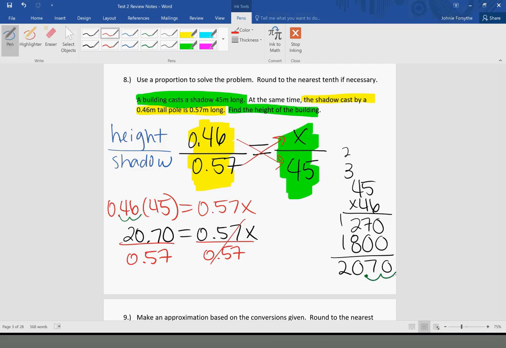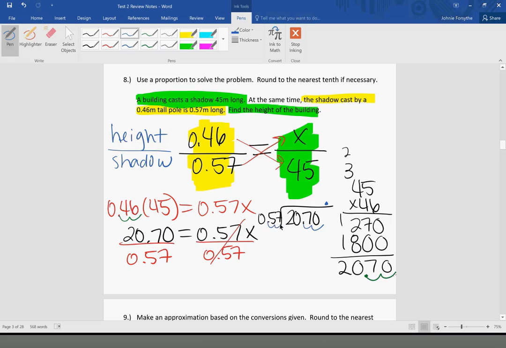Okay, now I may need to get more room, but I'm going to try to fit it right here. So I have 20.70 divided by 0.57. So I need to move my decimal place 2 to the right.